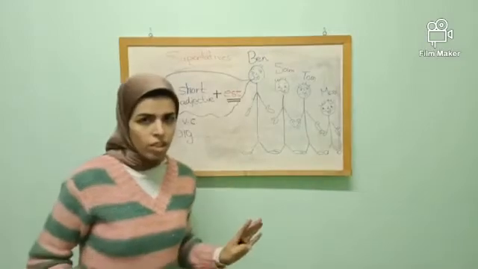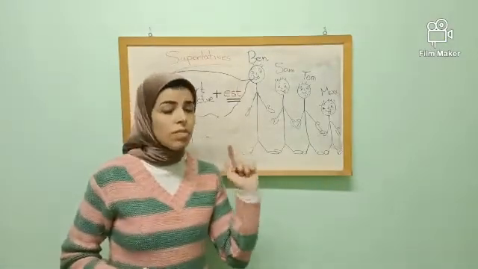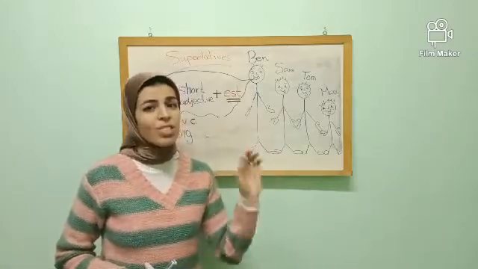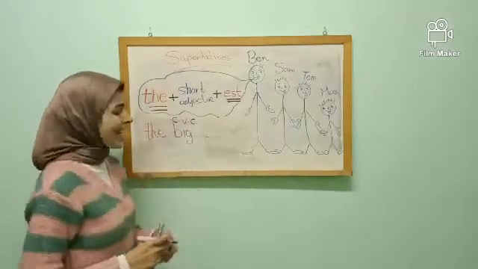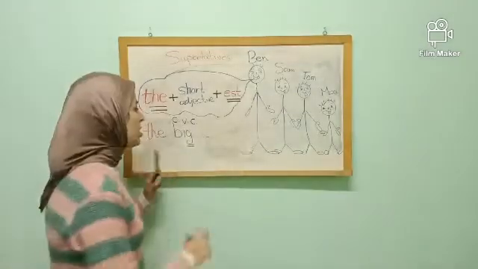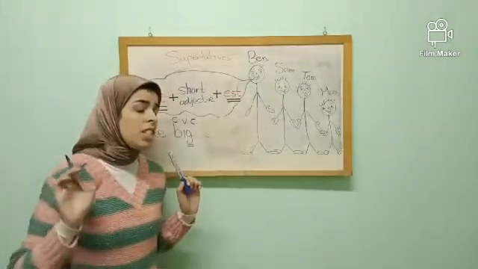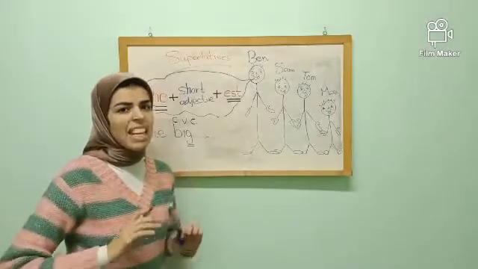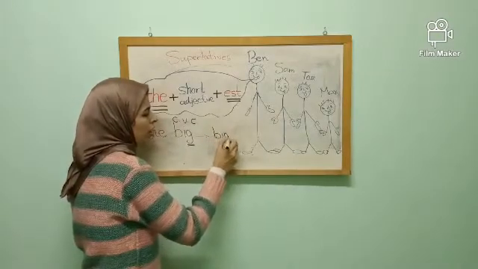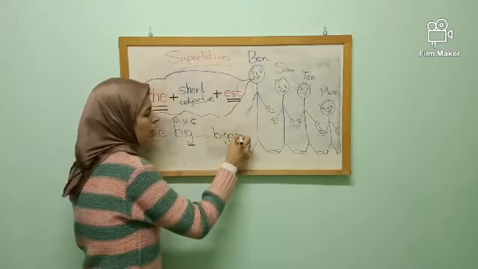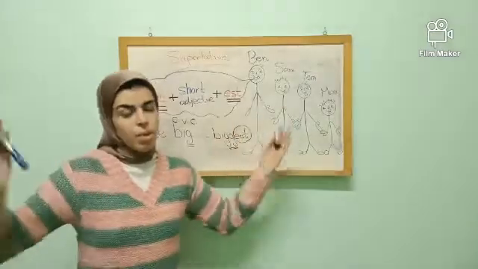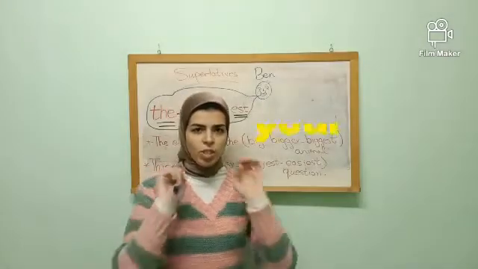If you have an adjective that ends with the CVC, you need to double the last letter before you add your est. So what's the last letter here? It's G, letter G, exactly. So in order to make the adjective big, it becomes the biggest, like that. So, the biggest.